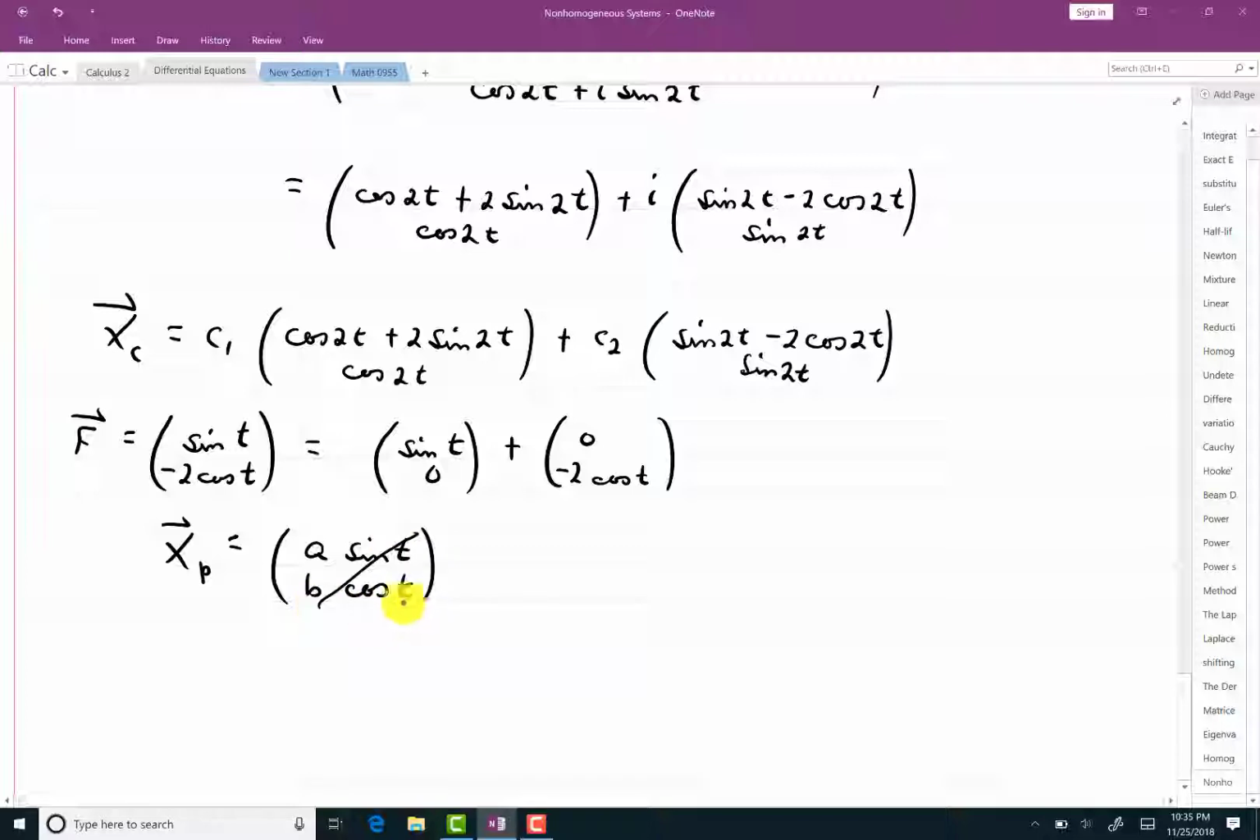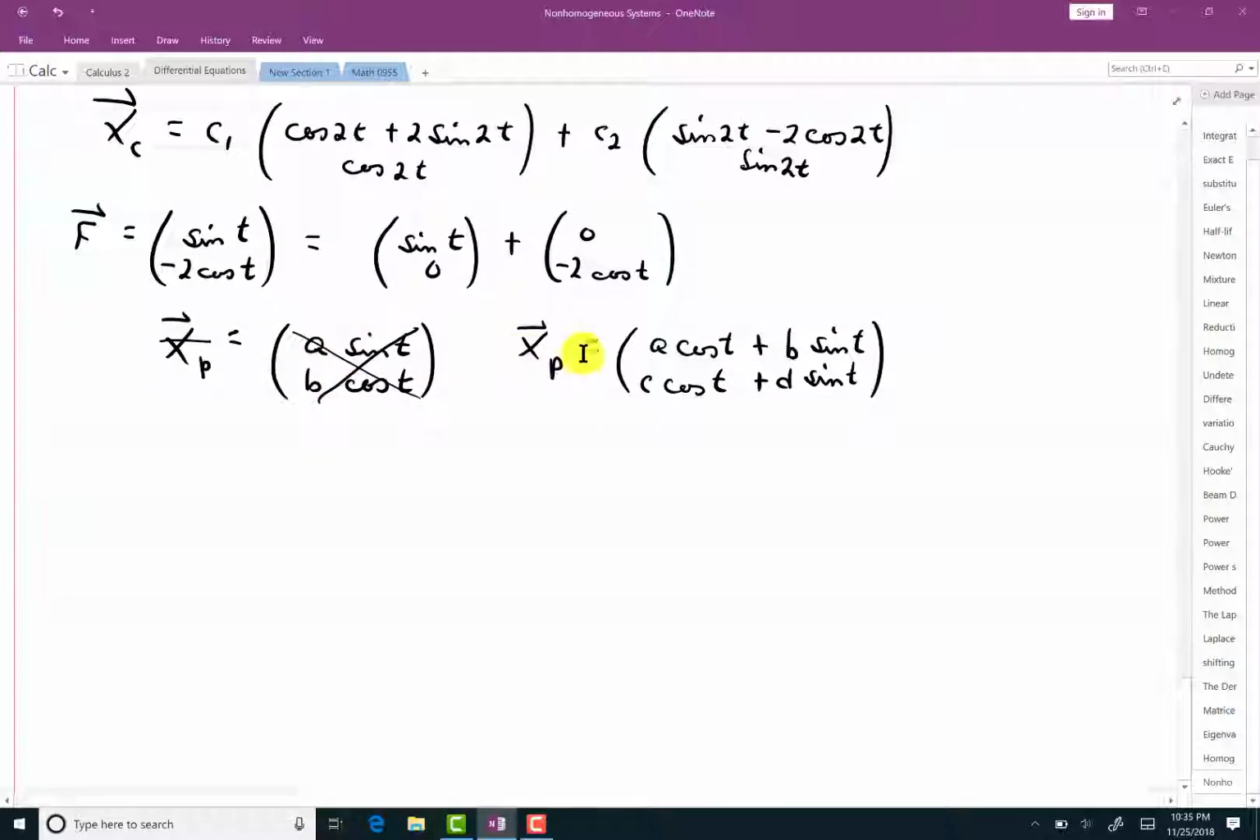So instead of this, what you really want to do is set your x sub p equal to something a little more general, like a cosine of t plus b sine of t, c cosine of t plus d sine of t. This way you've got cosine of t times the vector a, c, you've got sine of t times the vector b, d. Now let's throw it in and see what happens. So we need to put it into this equation.